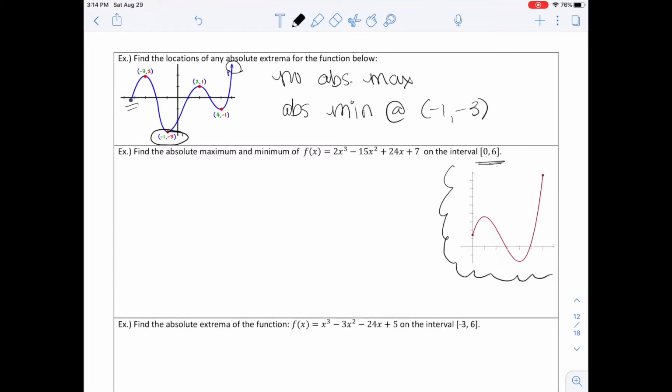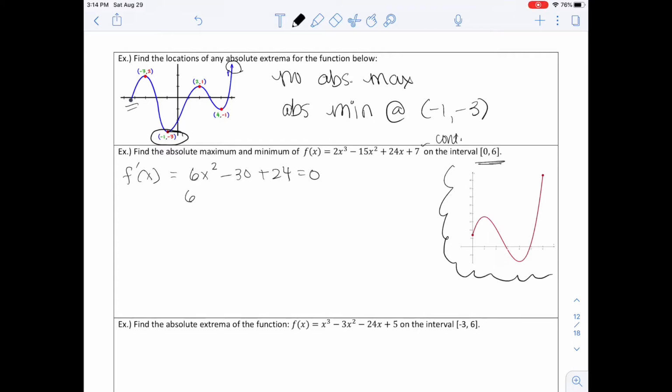So first thing we need to do is find our critical numbers. So our critical values are found by doing f prime of x and setting that equal to 0 and also figuring out where it is undefined. Our function is continuous, it is a polynomial, and we are dealing with a closed interval. So our derivative is going to be equal to 6x squared minus 30x plus 24. And we're going to take our derivative and set that equal to 0.